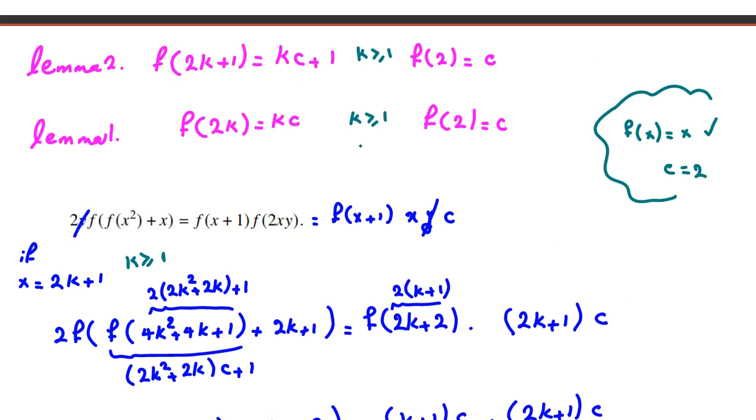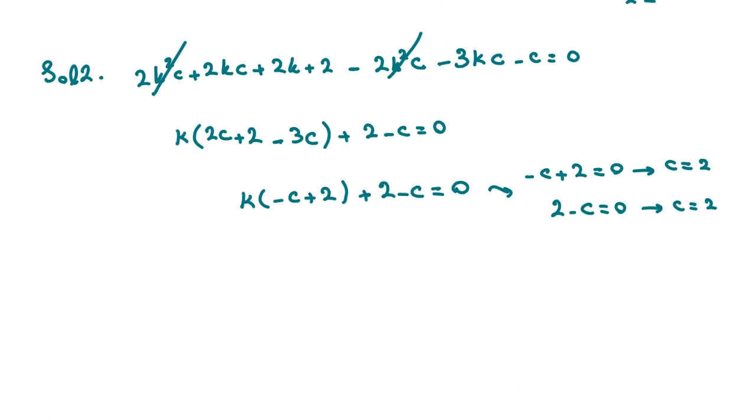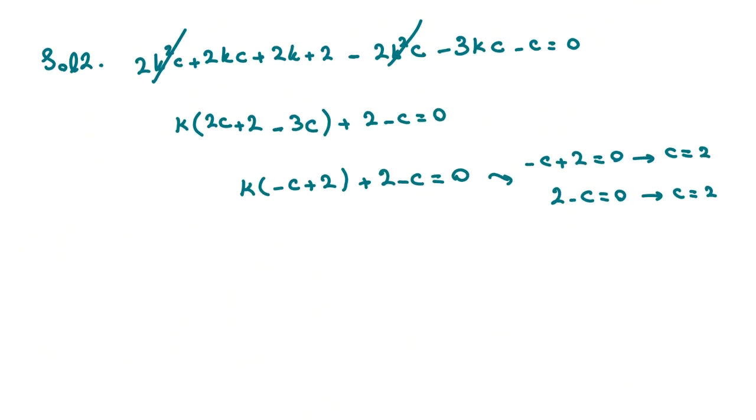We conclude that here 2k plus 1 starts from 3. Here 2k starts from 2. So we can say what? We can say f of x at least 2 equal to x. Okay, because when c is 2, f of 2k plus 1 is 2k plus 1, f of 2k equal to 2k. Now let's consider, we can say lemma 3: for x that is a positive integer and x is at least 2, f of x equal to x.